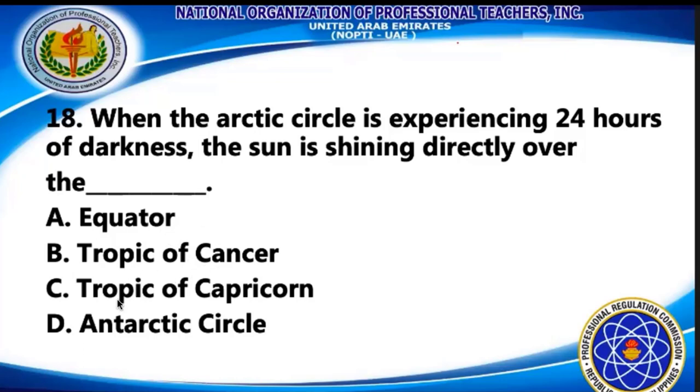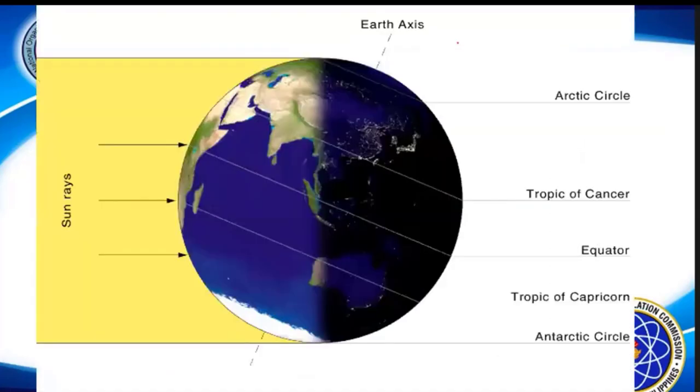Tropic of Cancer, Tropic of Capricorn, Antarctic Circle. Hindi porke Arctic dito sa 24 hours, ang sagot nyo naman ay Antarctic Circle. Hindi ah, kasi nakatilt nga yung Earth eh. So, hindi siya equal. Correct answer is Tropic of Capricorn. Okay, let's go back to the example kanina.